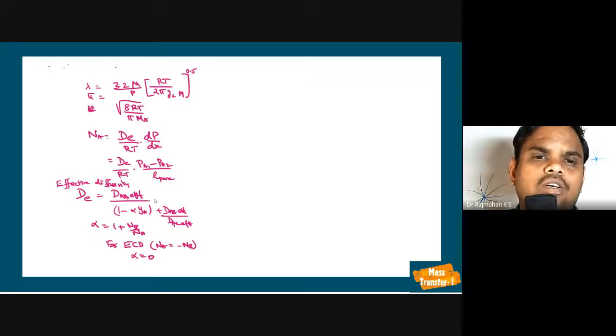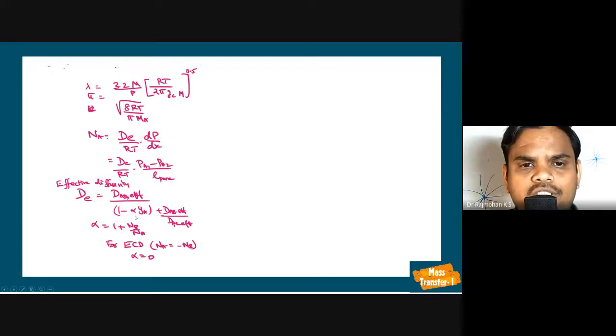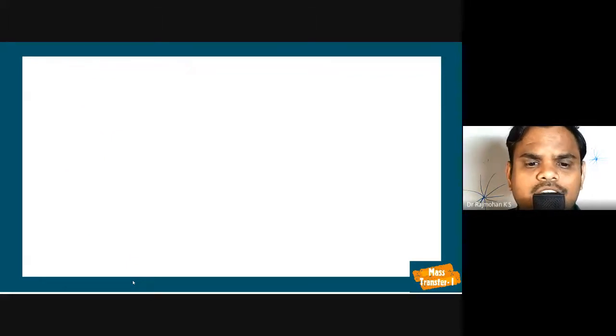Okay, so then we have a term called alpha, which is defined as 1 plus NB by NA, where NB will be 0 for unimolecular diffusion, right? NB will be 0 for unimolecular diffusion. Accordingly, you will have a change in this expression. And similarly for equimolar counter diffusion, we will have NA equal to minus NB, so this term will become 0. So accordingly, you will have a relationship between overall effective diffusivity and the individual Knudsen effective diffusivity and molecular effective diffusivity. Okay, I think with all these equations we can proceed to solve the numerical.